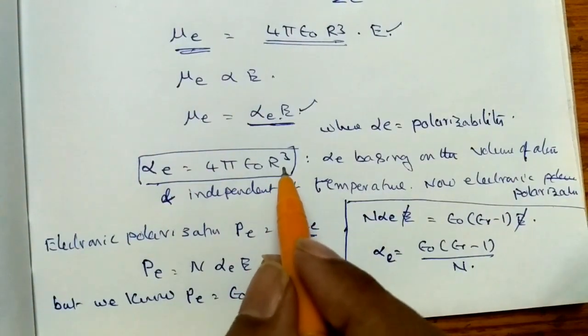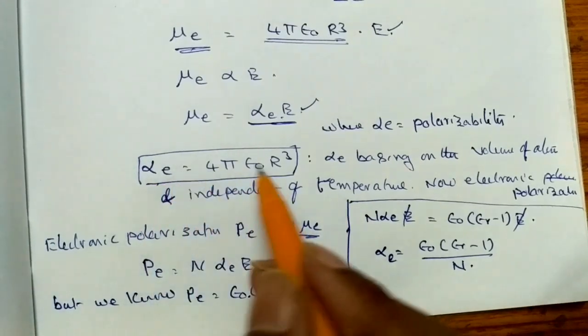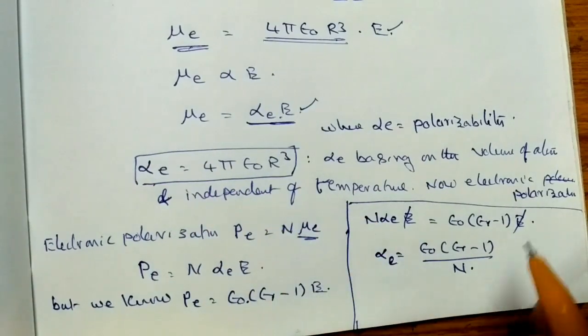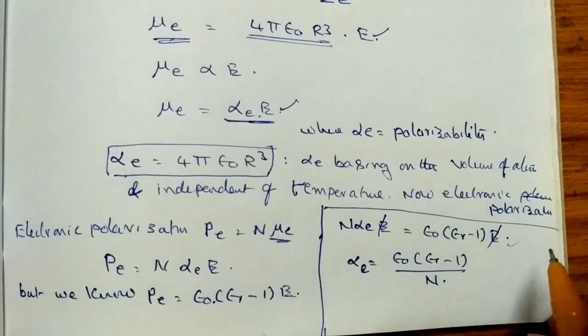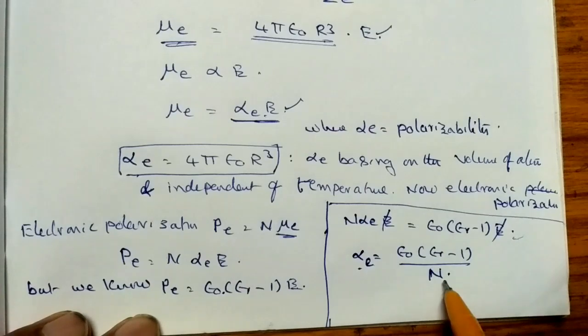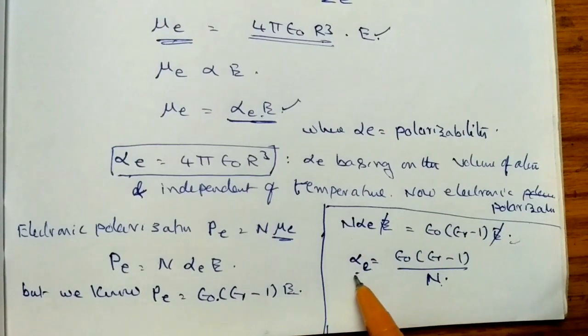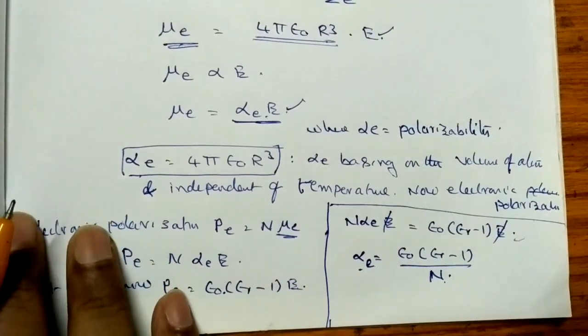If the radius of the atom increases, then the polarization also increases. But in case of the number of atoms in bulk, this alpha e is inversely proportional to N. If the number of atoms increases, then alpha e decreases. If the number of atoms is less, then alpha e is more. Okay, this is a very important topic.